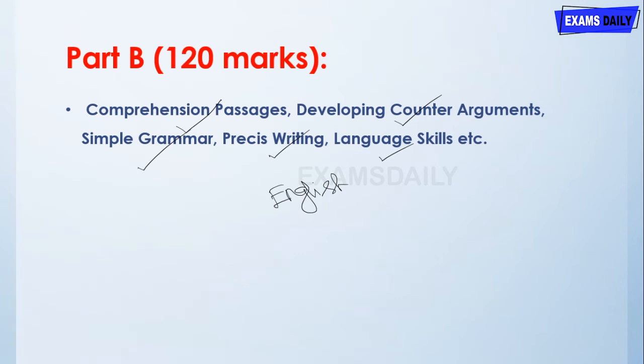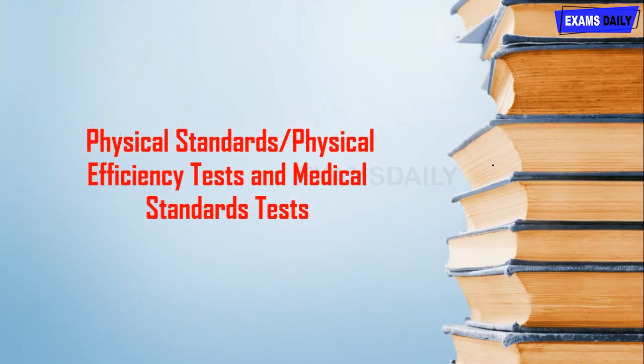Once you have completed the part 1 examination, you are eligible for the part 2 examination. Once you get the minimum qualifying mark in part 1, your part 2 paper will be corrected. If you fail in part 1, they won't correct your part 2 paper. For the PET examination, you are called based on your paper 1 and paper 2 examination. Now I'm going to share the physical standard, physical efficiency test and medical standard test information.